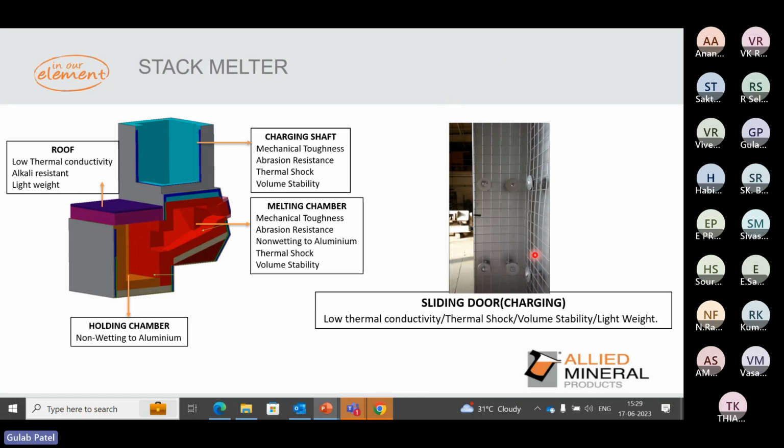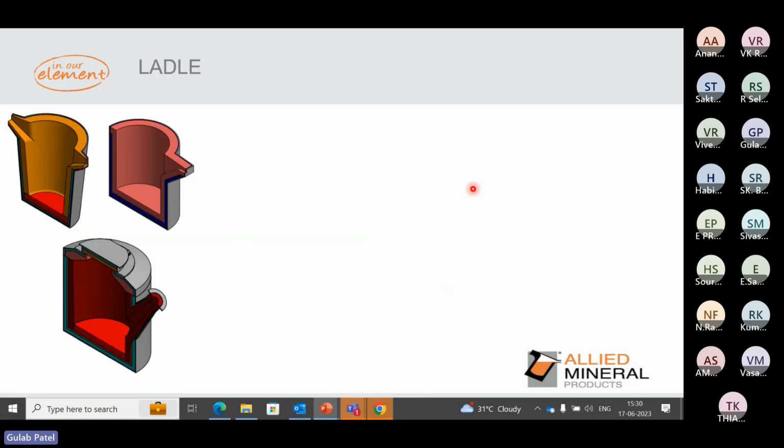Then there are certain stack melters which have a sliding door, and that sliding door has to be very lightweight because it is moving, and it has to have low thermal conductivity so that less heat passes, and also thermal shock resistance. So overall, it shows that for all three sections, we have to have a better understanding of the complete system and the different environmental conditions, and based on that, we select the refractory products. Then coming to the ladle part.